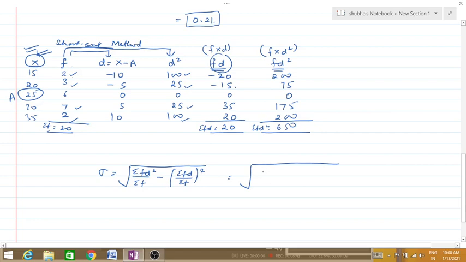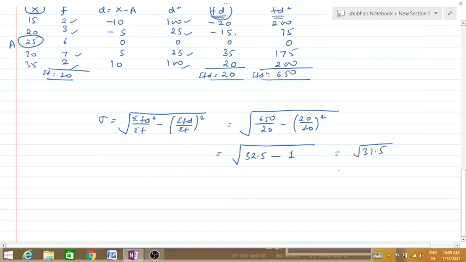By putting the values here it becomes 650 divide by 20 minus (sigma fd, 20 divide by 20) whole square. By dividing 650 by 20 we get 32.5 minus 1 into 1, which is 1. So it becomes under root 31.5, and under root 31.5 becomes 5.61. So this is how we calculate standard deviation.